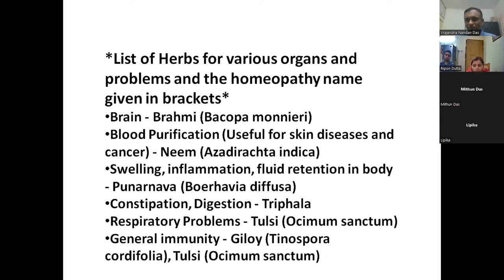So and if it is a skin problem, then usually it will be because of either liver or kidney.